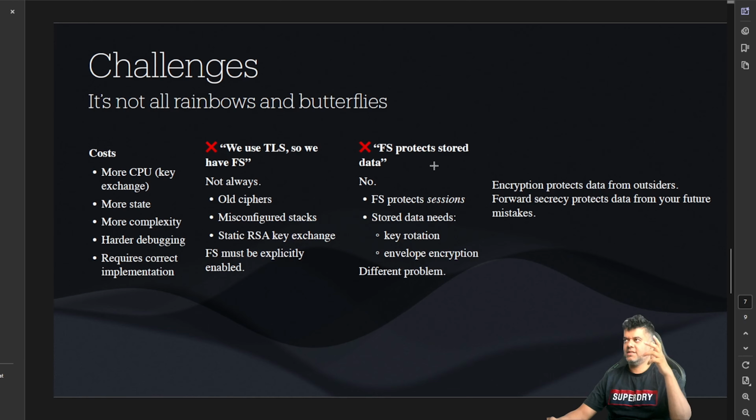The other confusion or myth is that forward secrecy protects stored data. That's not true. Forward secrecy only protects sessions, or whatever has happened in the previous sessions. If a private key has been compromised, the attacker will not be able to look at what happened in the previous sessions or in the previous chats or in the previous data transfer flow. So the stored data needs key rotation and envelope encryption. And that's a different problem. That's to do with databases, not to do with communication and protocols. So encryption and forward secrecy, again, are two different concepts. Encryption protects data from outsiders, whereas forward secrecy protects data from your future mistakes that can be exploited by attackers.